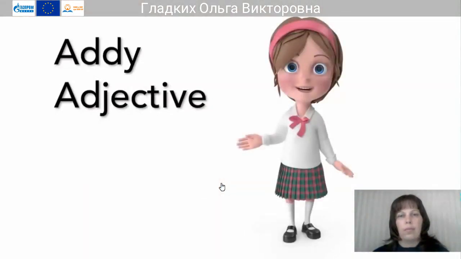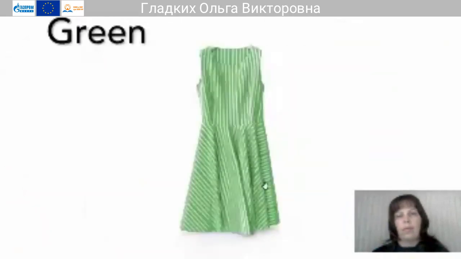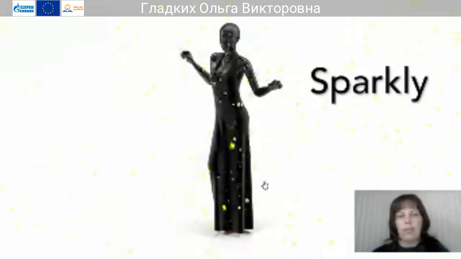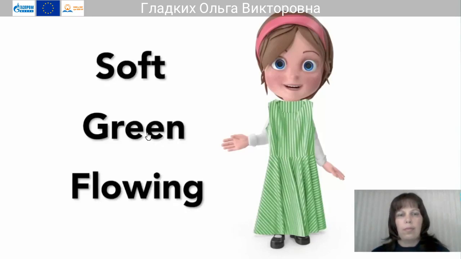This is Addie Adjective. Her job is to add information to nouns. For example, imagine Addie is wearing a dress. The word dress is a noun. What's the dress like? Is it green, flowing, flowery, sparkly, soft? Let's say Addie is wearing a soft green flowing dress. In that sentence, soft, green, and flowing are all the adjectives.